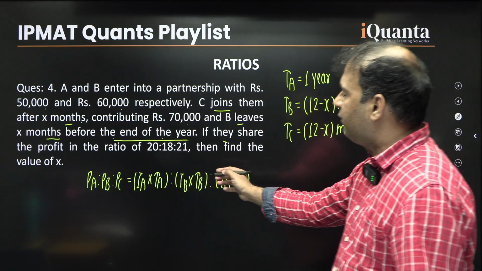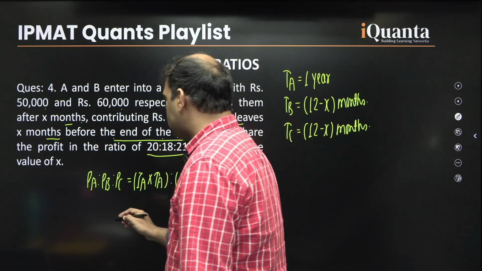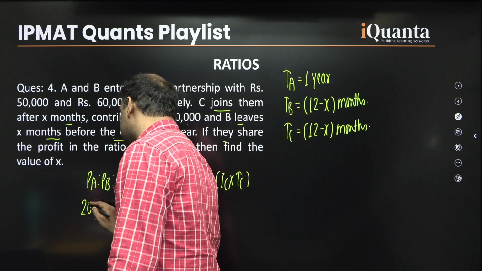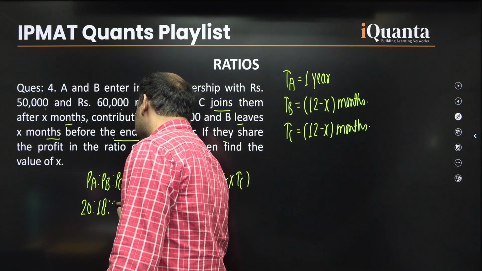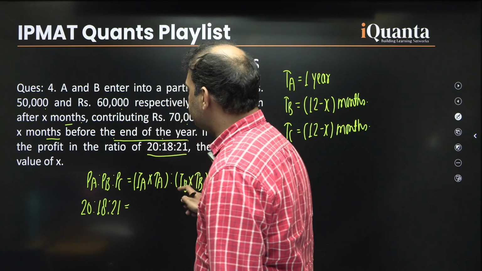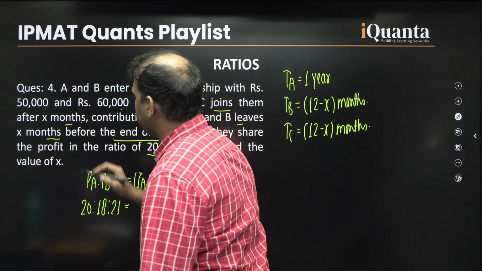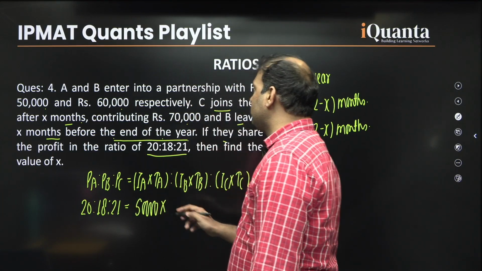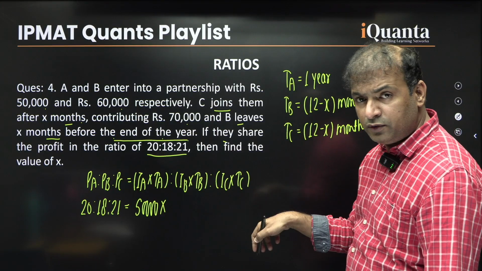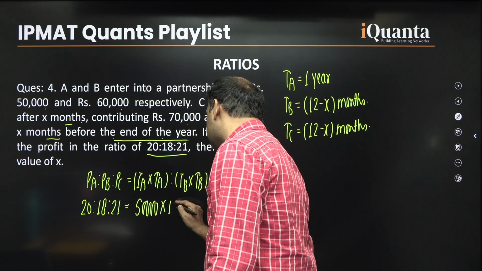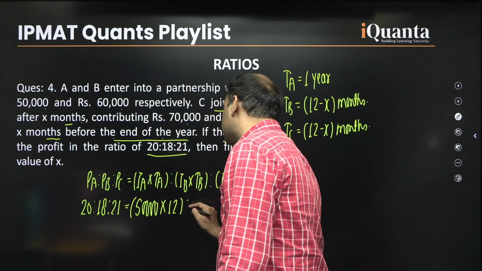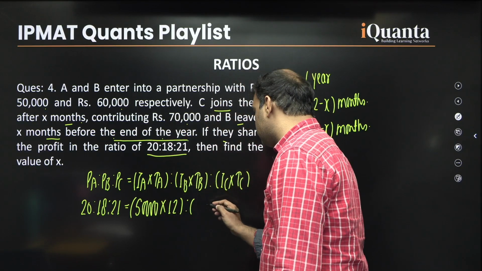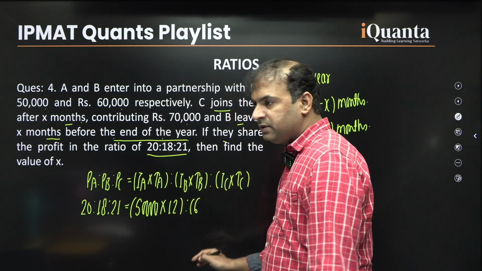Luckily the ratio of the profit is given to us, which is 20:18:21. Alright. Now let's talk about the other things. So guys, investment of A is how much? You see that is 50,000. Alright. What about the time period of A? The time period of A we know is 1 year, जिसको हम 12 भी बोल सकते हैं, 12 months. Simple guys. Okay. What about B? Investment of Mr. B is 60,000.